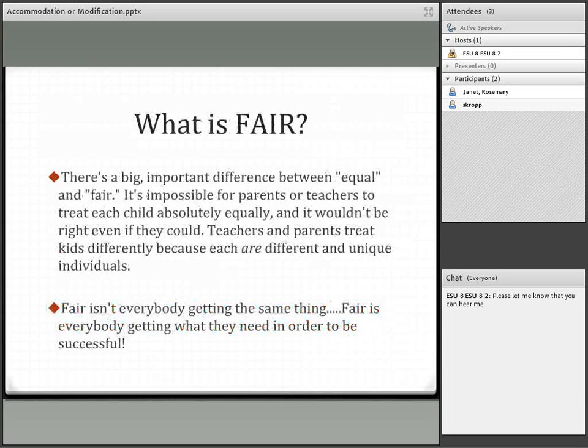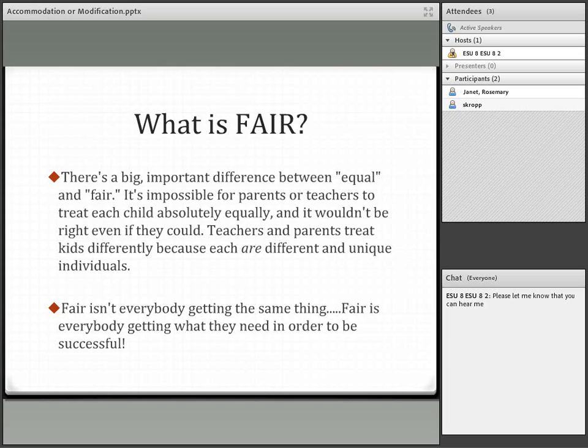I think we always wonder about what is fair. A lot of times kids will say, oh, that's not fair, or teachers will feel like if they're doing things differently for kids, it's not always fair. There is a big, important difference between equal and fair, and we want to make sure in schools that we are really thinking about what's fair.